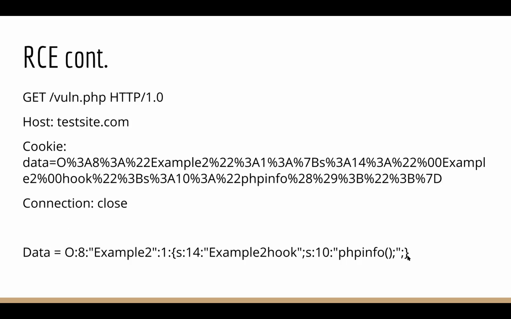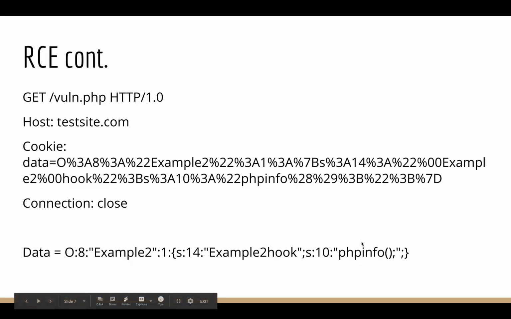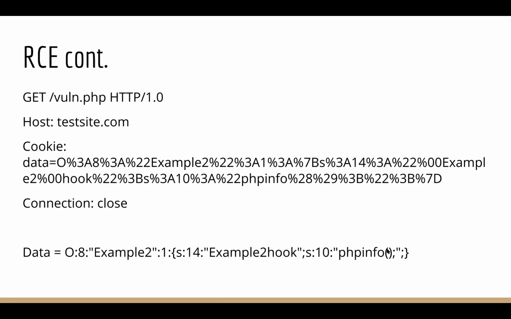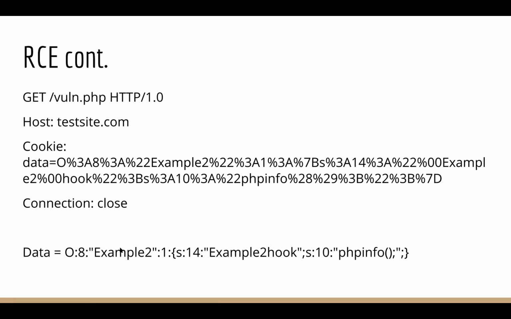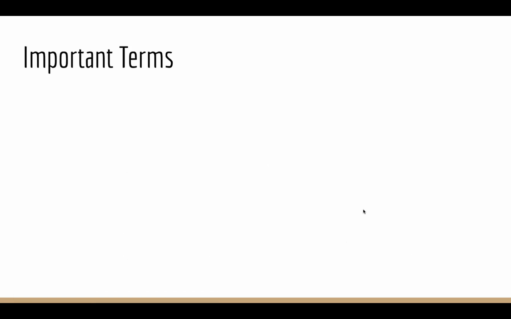So basically, you have the object of example two, you have the hook, and then you have the code exploit, which is the PHP info. So this is a serialized string that you send in there, and when it unserializes, it basically makes a new object, deserializes this string into an object.